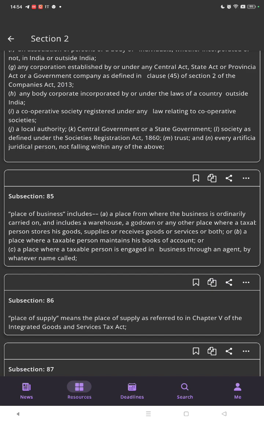Subsection 85: place of business includes a place from where business is ordinarily carried on, and includes a warehouse, godown, or any other place where a taxable person stores his goods, supplies, or receives goods or services or both, or the place where the taxable person maintains his books of accounts, or a place where a taxable person is engaged in business through an agent by whatever name called.